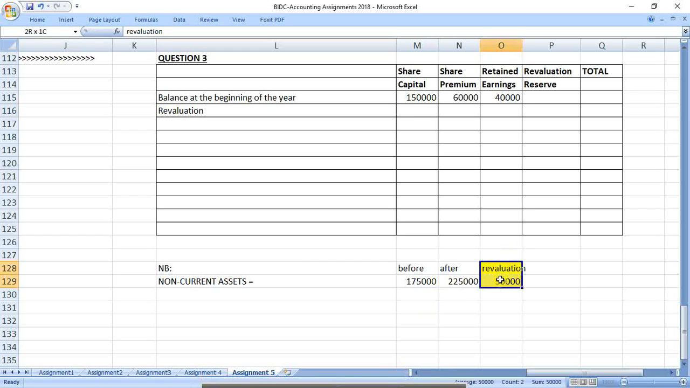Okay, so you've got revaluation there, you've got before, you've got after. Revaluation 150. Okay, next.